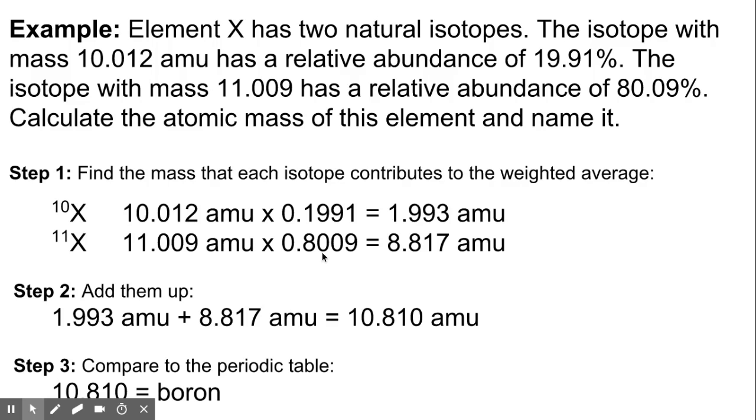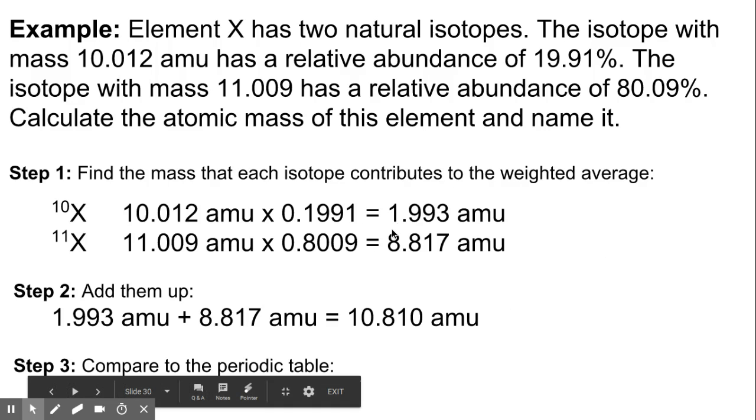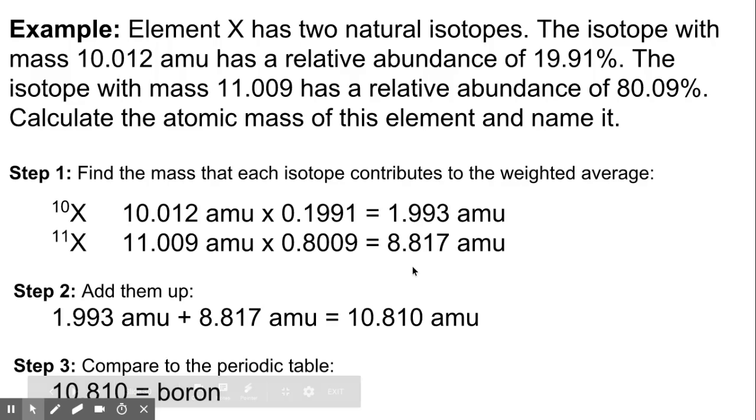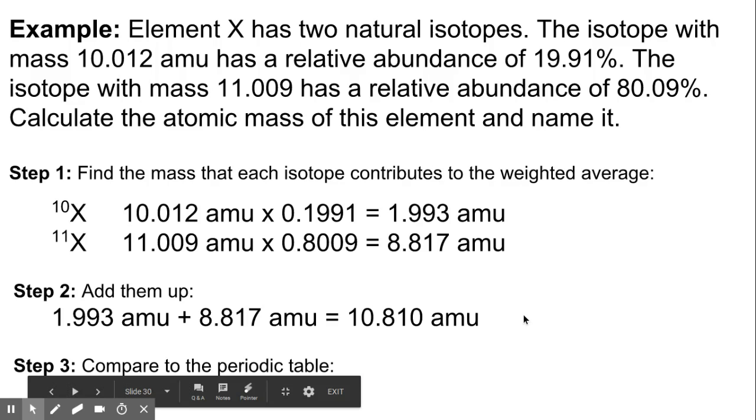Take it out of the percent by dividing by 100, so that's how we got the 0.8009, and we get 8.817 AMU. Then you're going to take both of these numbers and add them up. If we had more isotopes of it, we would be adding them up as well. So we have 1.993 AMU plus 8.817 AMU to give us 10.8 AMU.